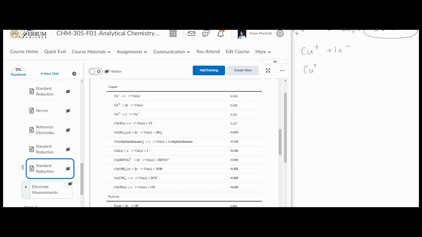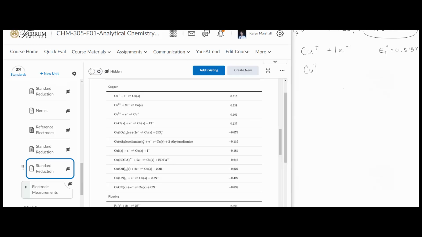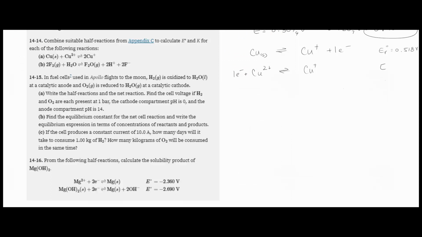Copper. So the first equation given is actually the first equation I need, and that reduction is 0.518. And the second equation that I have written down here, going from 2 to 1, is the third equation on my list, 0.161.